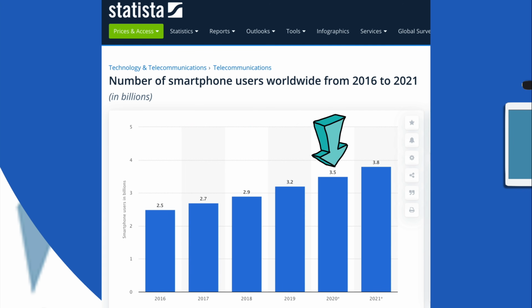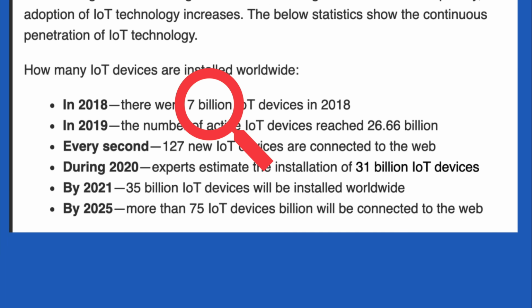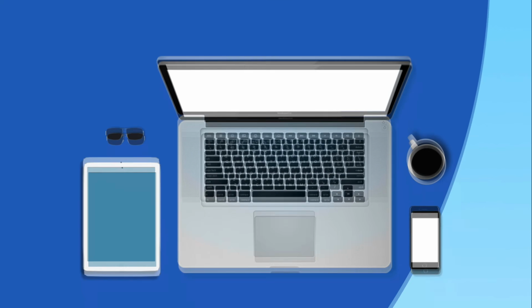Another report from Statista, about 3.5 billion people are using smartphones as of 2020, and the number is expected to grow for obvious reasons. Here's a report from Security Today for IoT devices. In 2018, they were expecting total number of IoT installed devices globally to be at 7 billion. In 2020, we're looking at that number to be at 31 billion. That's more than threefold. That's more than 3x. So the growth is just absolutely exponential.